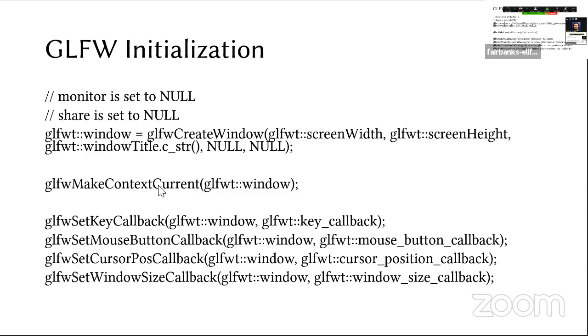Okay, so after we make the context current, then we need to set some callbacks. So we need to have some way of intercepting things like, was a button on the keyboard pressed, or did the mouse move? Did somebody press a button while it was over the window? And what happens if the window gets resized? All right, those are things we need to pay attention to.